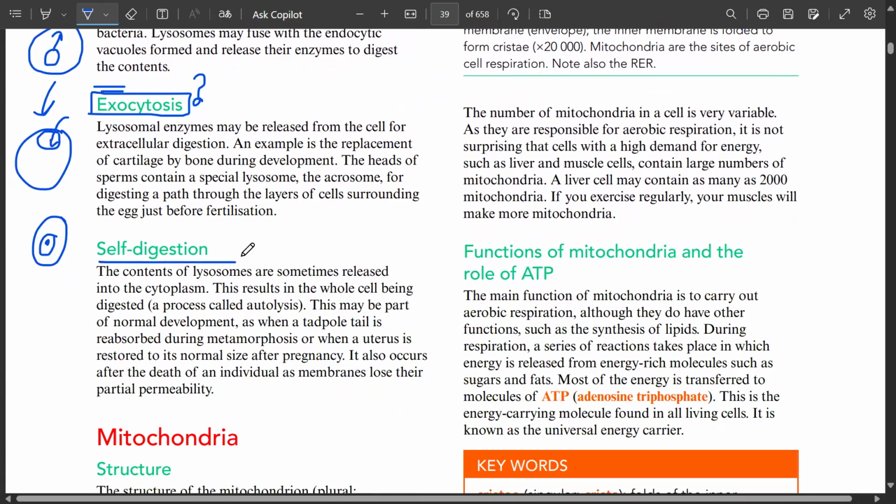Self-digestion is also one of the functions of lysosomes. They are sometimes also released inside the cytoplasm. Why? The whole cell being digested, which is known as autolysis. Let's call it self-destruction. If the cell on the whole has to destroy itself, lysosome is the one that's going to do it. Clear?